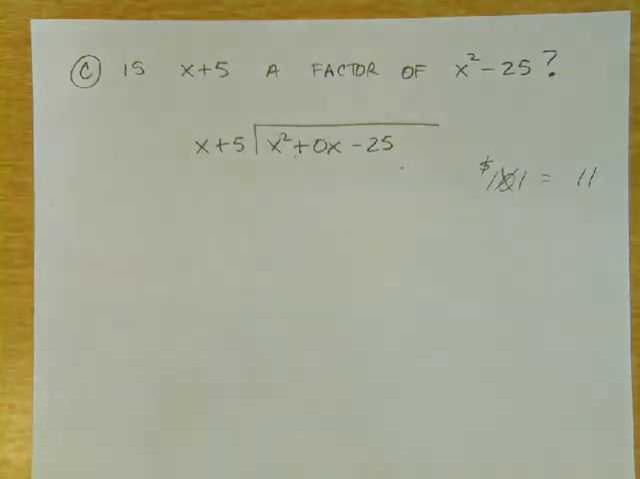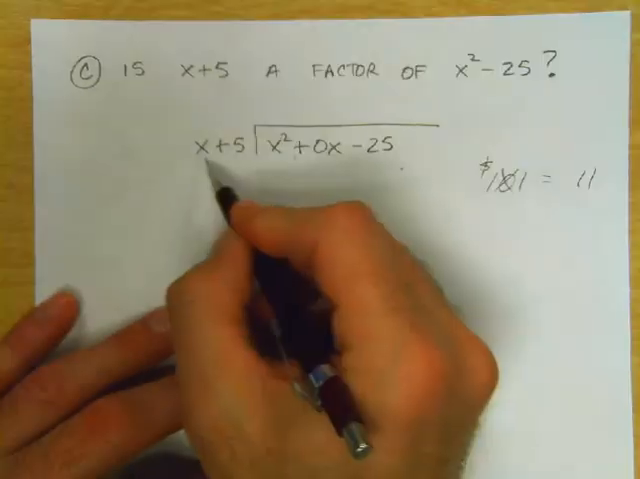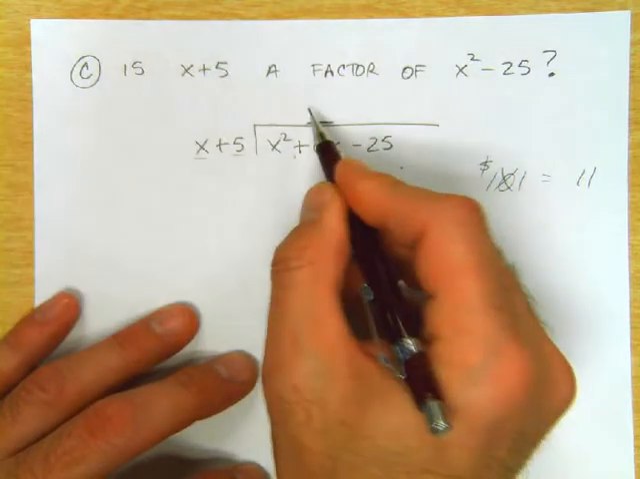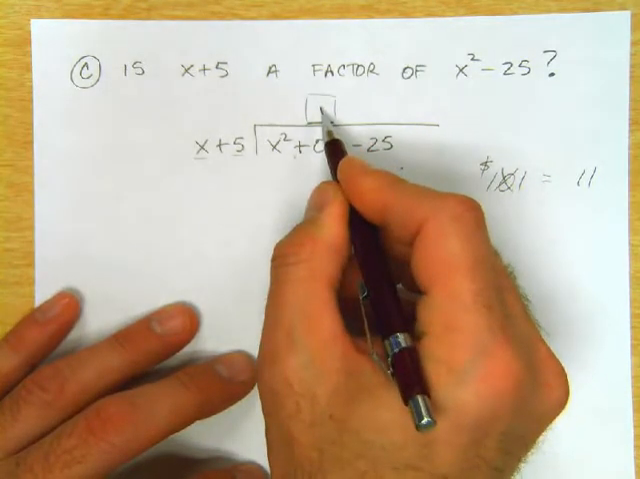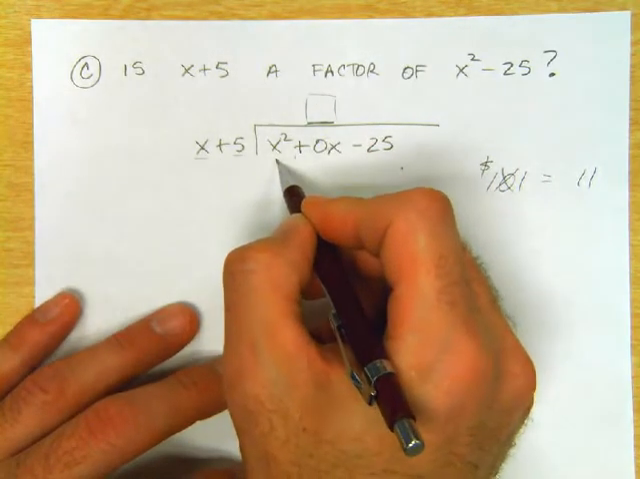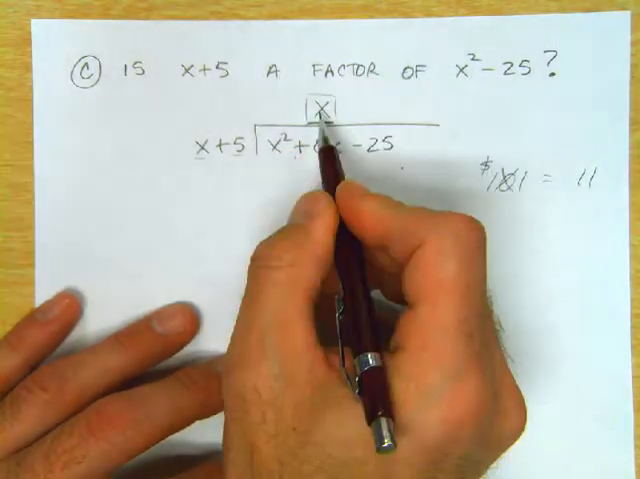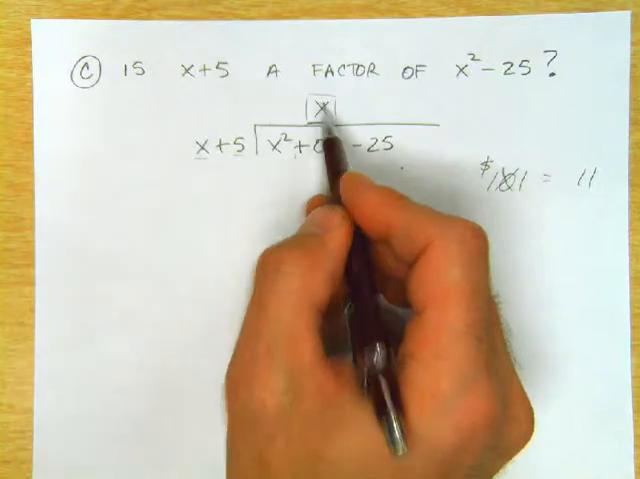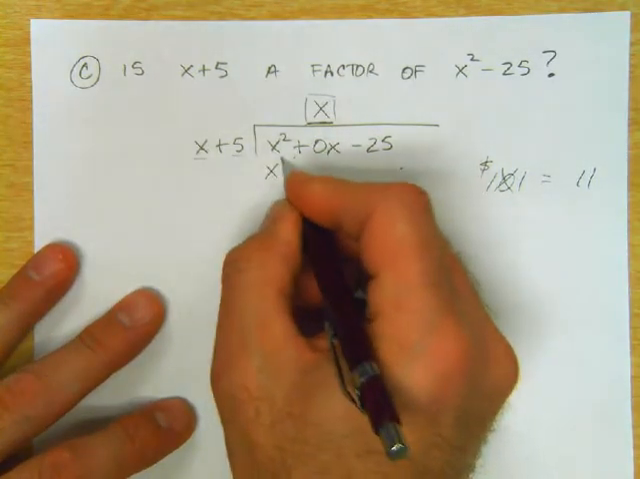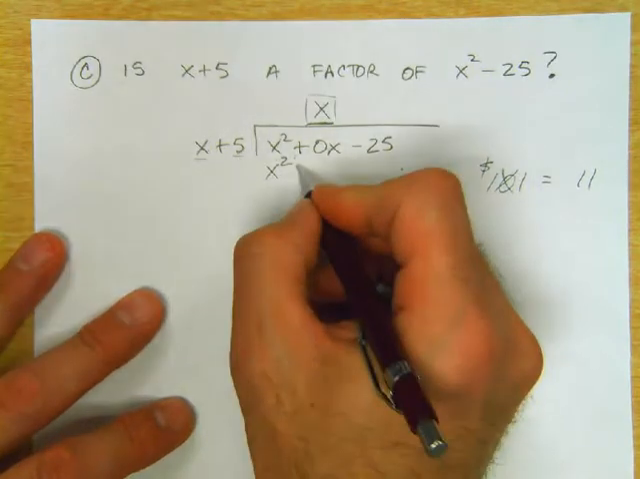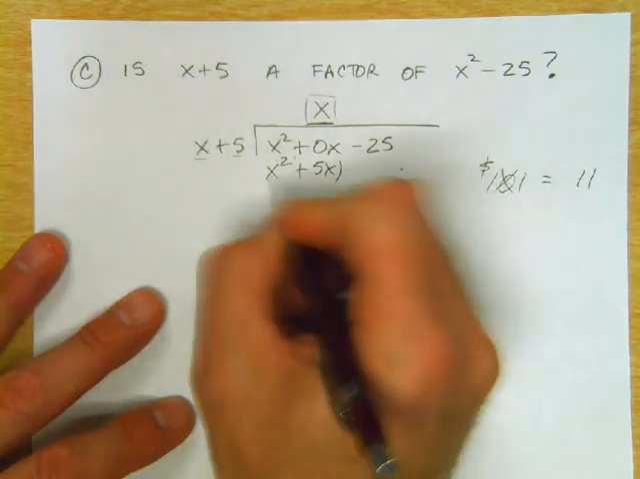Ready, go. All right, so there are two terms. Go over 2. Ask yourself, what times x equals x squared? Miss Ambrose, what is it? Yes, kind of. X times x is x squared, and x times 5 is 5x. Okay, put it in parentheses and subtract.